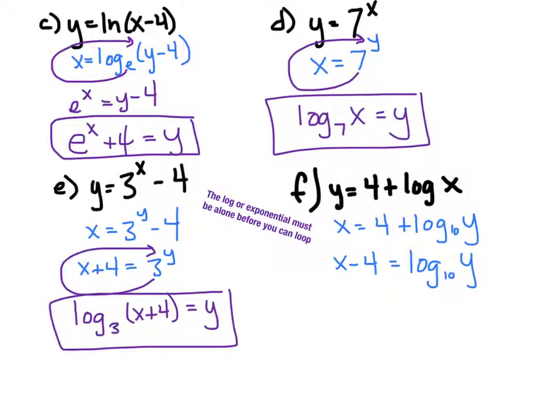It's a log right now. What is this going to end as? An exponential. What's the base of my exponential? 10. This 10. Because it's the base of the log, right? The bases stay as bases. So I have 10 raised to the x minus 4. So everything's in the exponent this time, unlike example C, equals y.